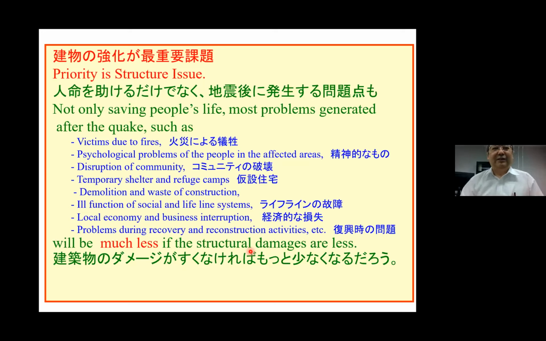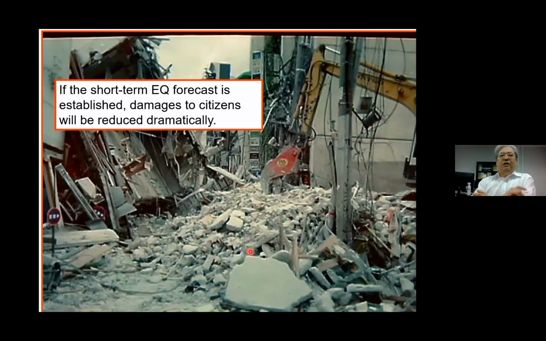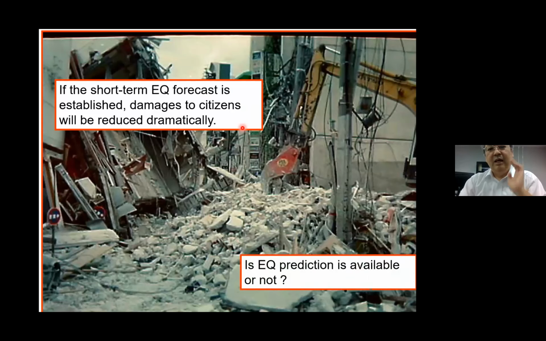Maybe everyone agree this idea because structure, architecture is very robust for shaking. It's good, but it is very difficult. All building or all architecture to save for shaking. So it costs very much. Also, it will take many times. So if the short-term earthquake forecast is established, damage to students will be reduced dramatically. So this is also people agree. No one deny. But prediction of earthquake is possible or not? That is the question.